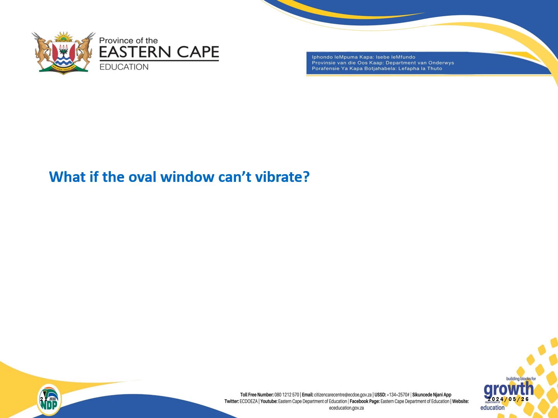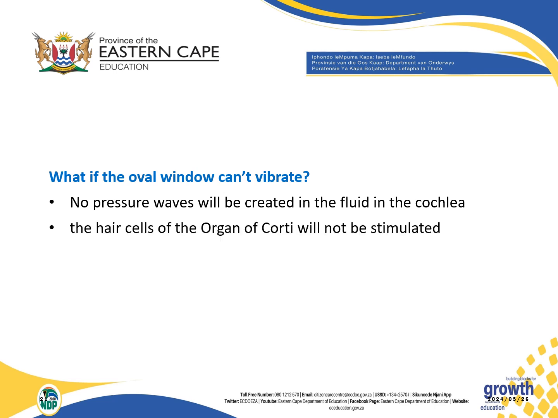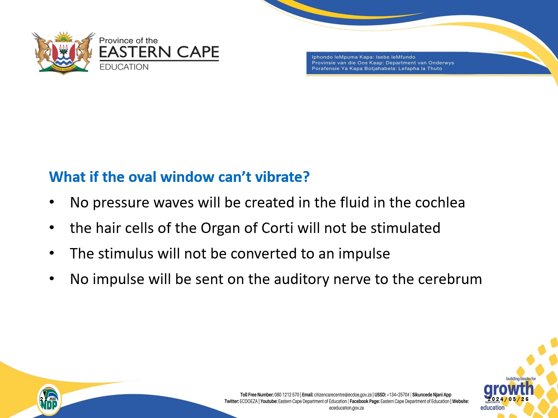What would happen if the oval window cannot vibrate? If it cannot vibrate, no pressure waves will be created in the fluid in the cochlea. The hair cells of the organ of Corti will not be stimulated. Therefore, the stimulus will not be converted to an impulse, and no impulse will be sent on the auditory nerve to the cerebrum, and this will lead to hearing loss or deafness.